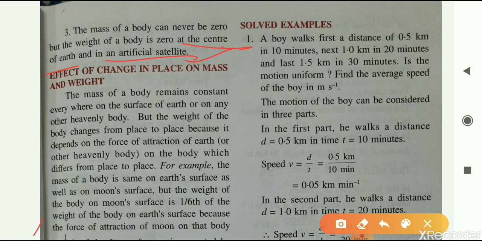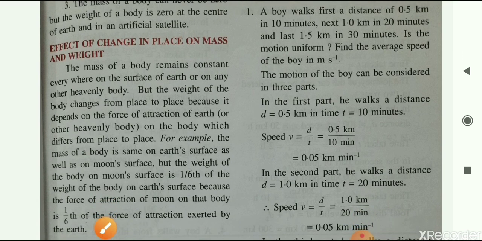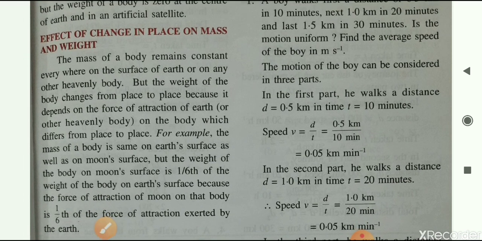Now, the effect of change in place on mass and weight. The mass of a body remains constant everywhere on the surface of earth or on any other heavenly body. But the weight of a body changes from place to place because it depends on the force of attraction of earth on the body, which differs from place to place.